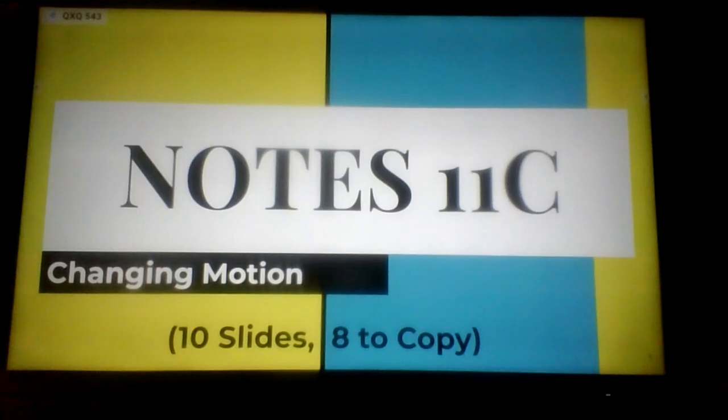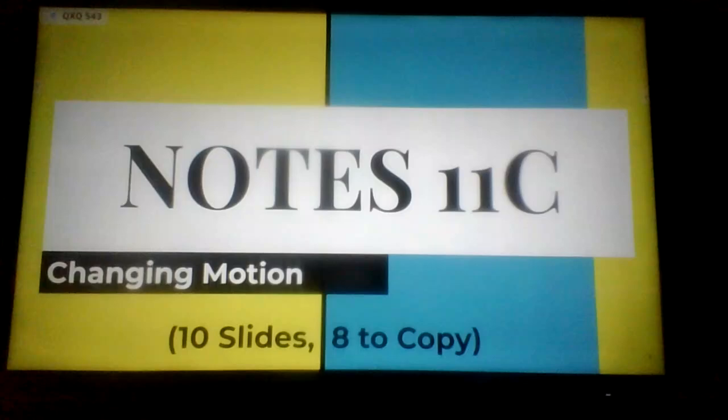Moving on to section 11C, where we will talk about acceleration, whereas last time we talked about velocity. And there you see a very quick definition of acceleration: changing motion. There's a tiny bit more to that, and we're about to see. Are we ready to begin?